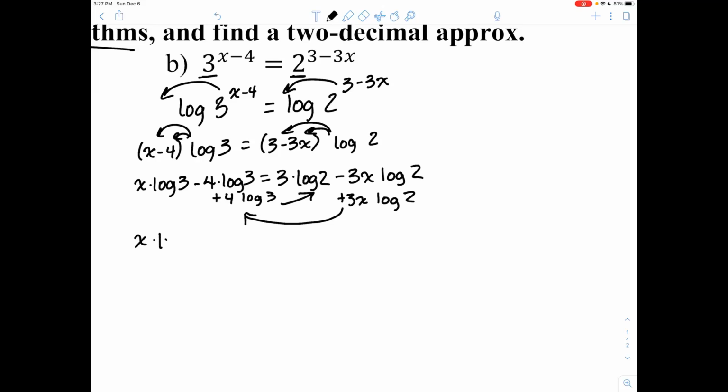So we have x times the log of 3 plus 3x times the log of 2 equals 3 log of 2 plus 4 log of 3. All right, so x's are on the left, everything else is on the right. Well, terms with x's are on the left, terms without x's are on the right.